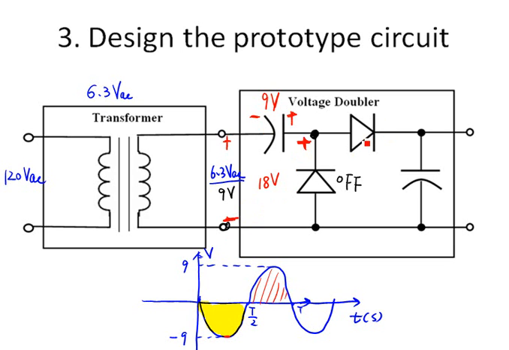So look at the polarity. The current will flow in the clockwise direction. So this diode is on. So it's going to charge this capacitor to its maximum value, 18 volts. So at the output terminal, we will get 18 volts DC.